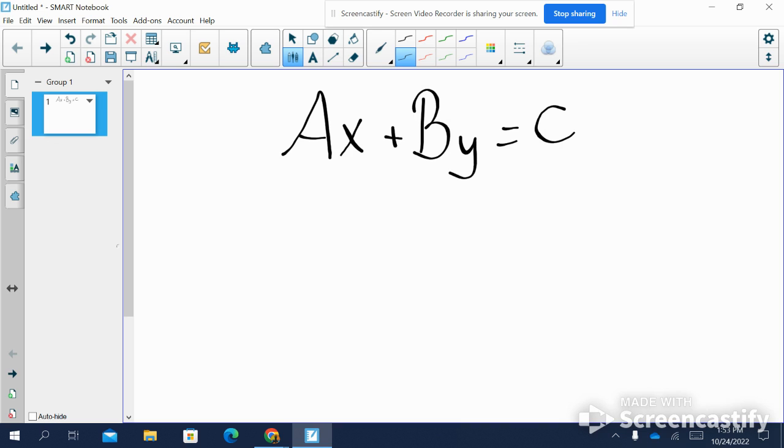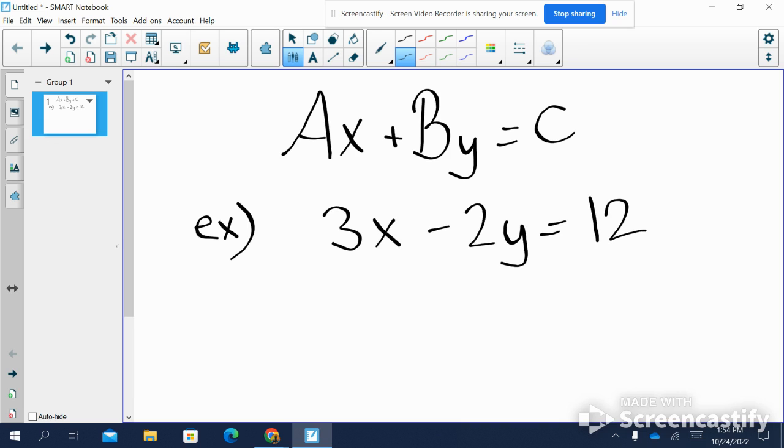Now, every line has an x and a y. But if you're given something in standard form, there will be an a value attached to the x and a b value attached to the y. Here's an example. 3x minus 2y equals 12. My a value here is 3. My b value here is -2. So it's just the coefficient in front of the x or the y.